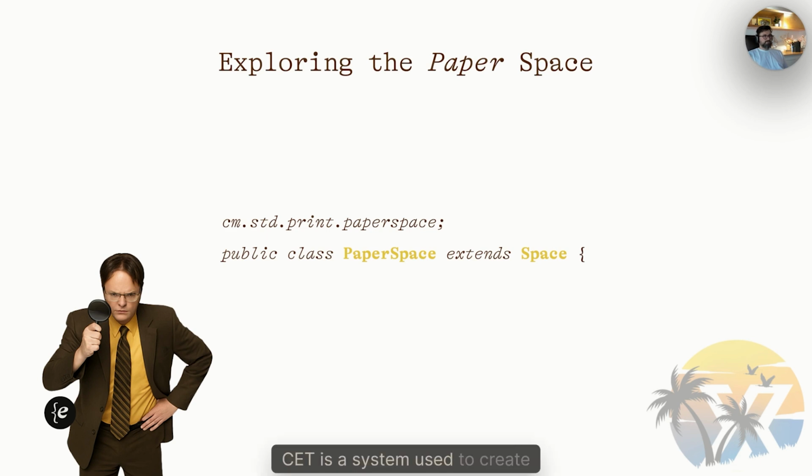CET is a system used to create human-friendly spaces. And isn't it surprising that the human aspect of this equation is somewhat, to us developers, almost like an afterthought? The even weirder part is that CET ships with the solution for that issue, and it's called Paperspace. That's where the computer-to-human communication takes place.